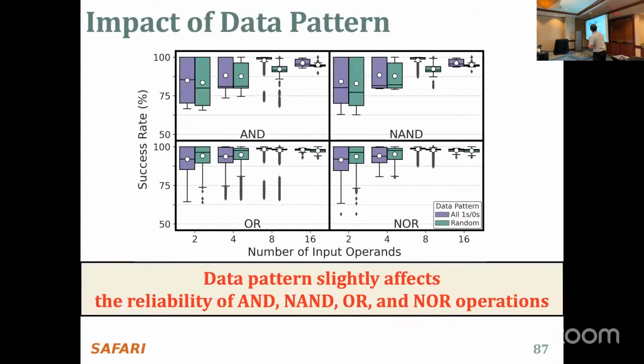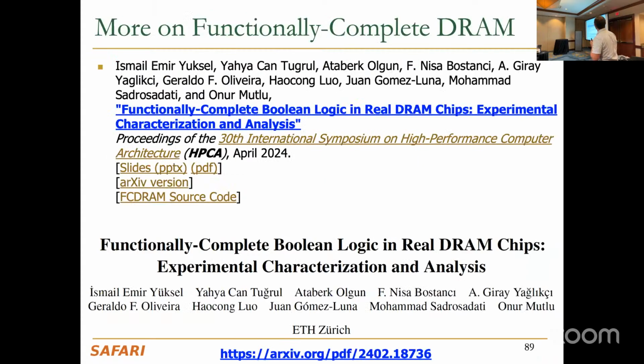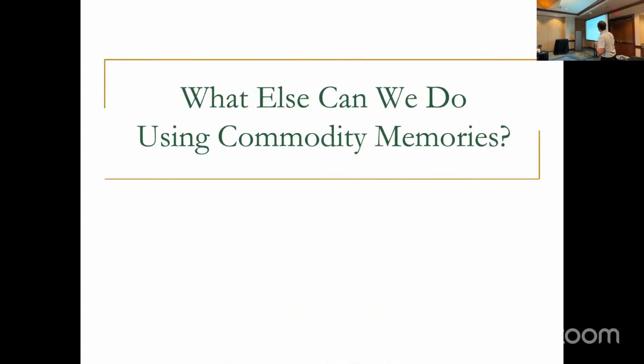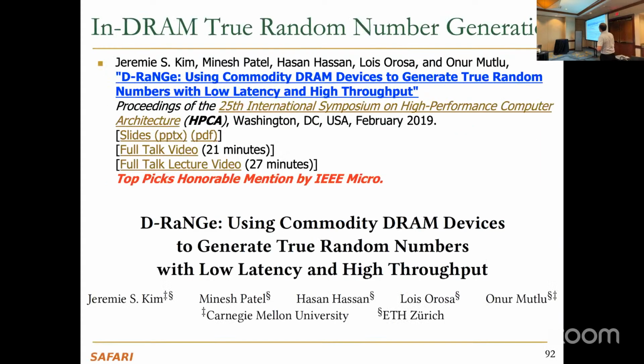OK, I'm going to skip some of these over here. There's more in the paper. And this is the multi-row copy. This paper analyzed multi-row copy in much more detail. OK, so basically the question is, what else can we do using commodity memories? And I think it's quite interesting.